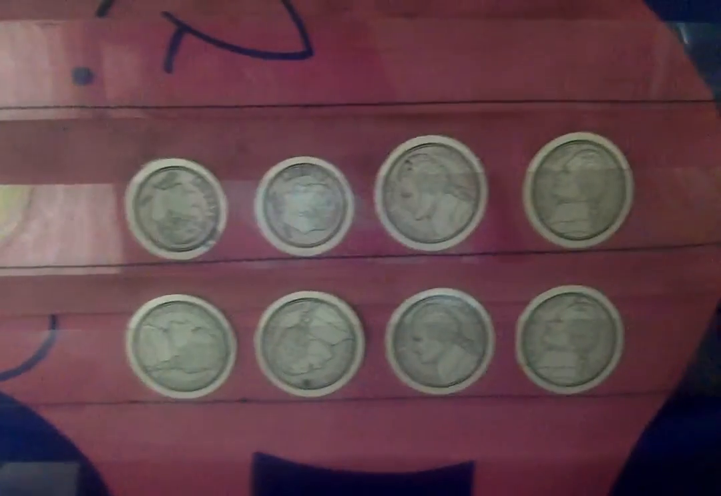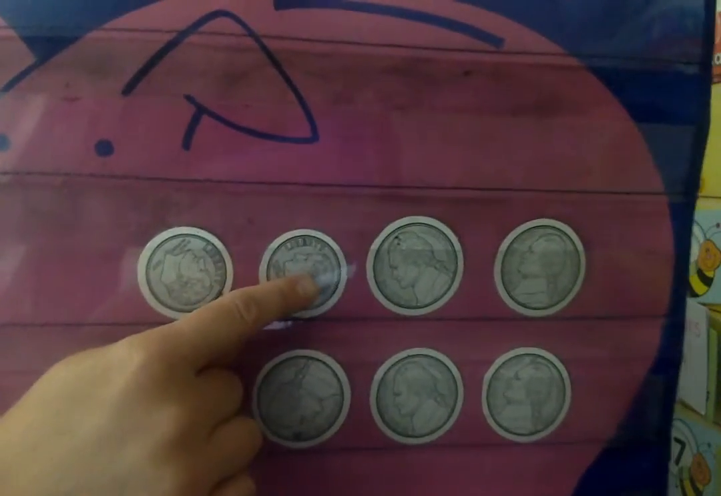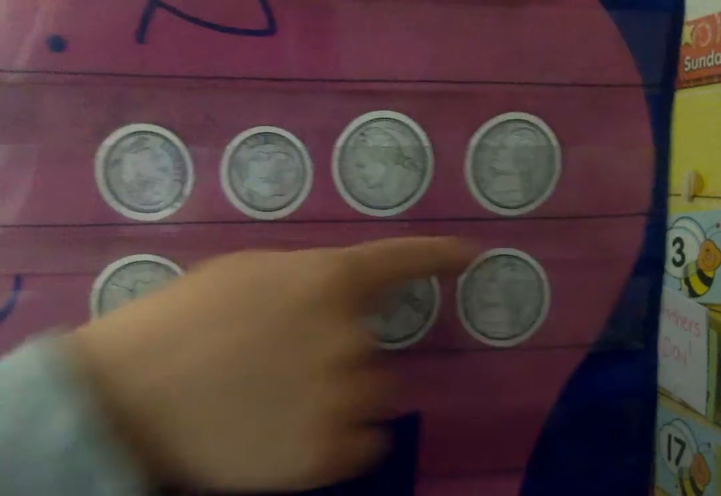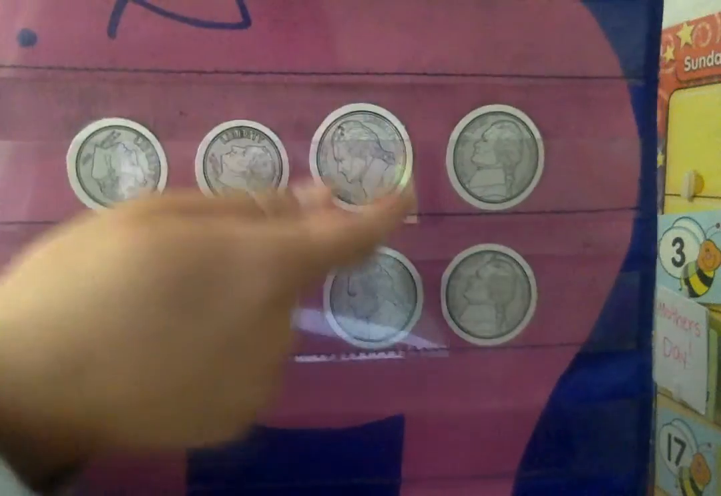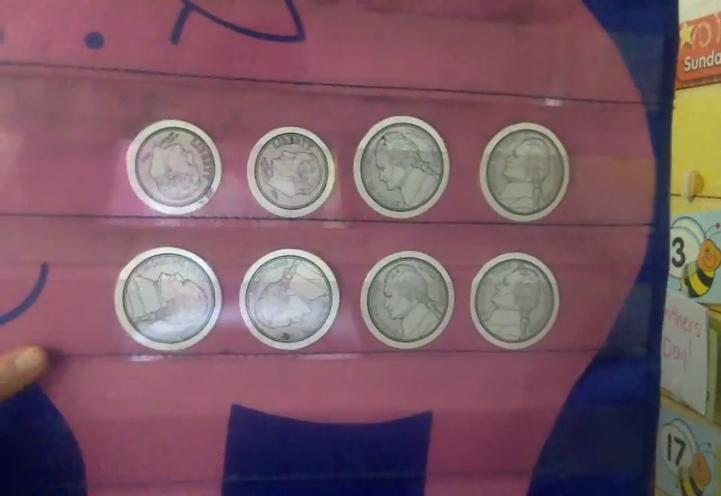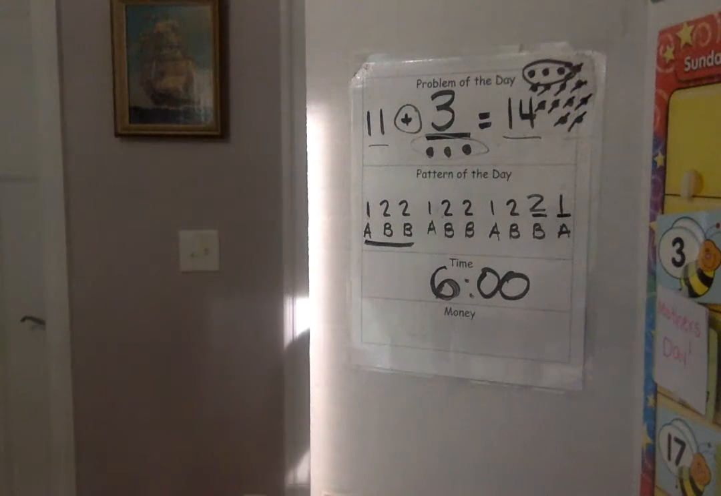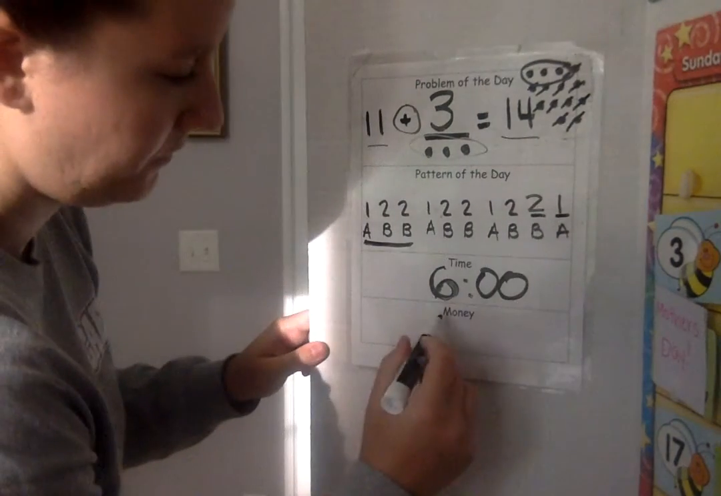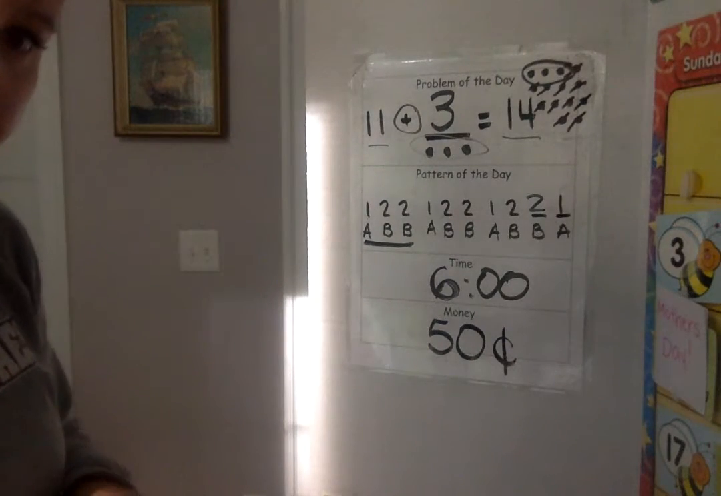So let's start by counting by 10s. Ready? 10, 20. Now we need to count by 5, starting at 20, 25, 30, 35, 40, 45, 50. Let's do that one more time, counting by 10s, and then you have to kind of switch to counting by 5s. Ready? 10, 20, 25, 30, 35, 40, 45, 50 cents. So for our money today, we have 50 cents. Don't forget that cent symbol.